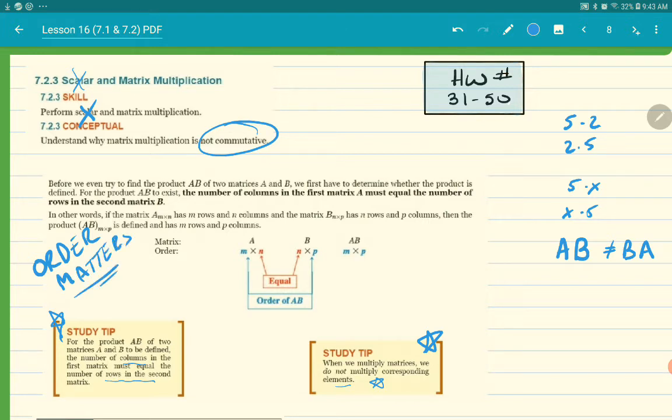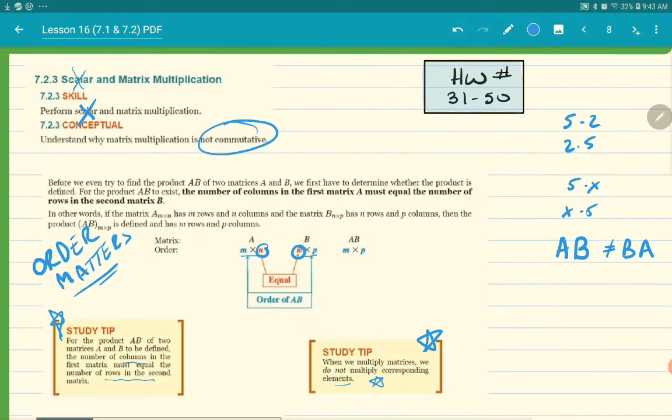So you can write them in order. Write your matrix and your matrix, and then write the order of each matrix underneath it, and check that those inside values match. And if those inside values match, that means that that multiplication is defined, and the result matrix will be the outside values, the m and the p, the rows of A times the columns of B.